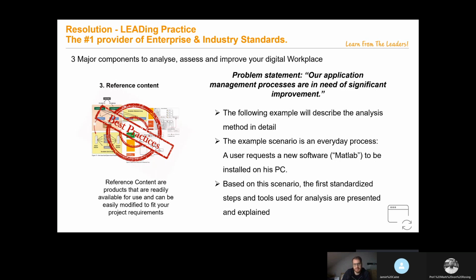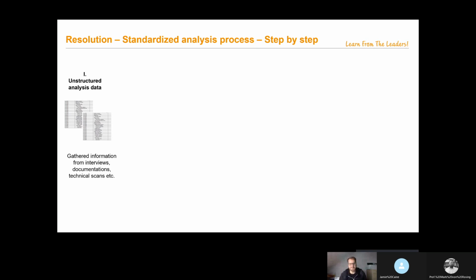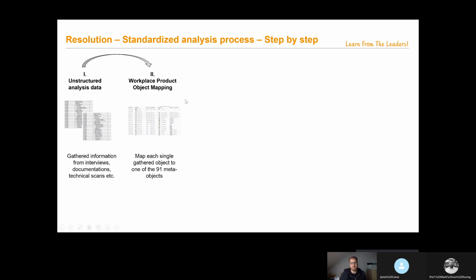As an overview, I want to show you a step-by-step solution for the analysis process, and in the following slides, I will go deeper into the single steps. First, you start with mostly unstructured analysis data, gathered information from interviews, documentations, technical scans, and so on. In the next step, you perform the so-called workplace product object mapping. You map each single gathered object from the analysis to one of the 91 meta objects.